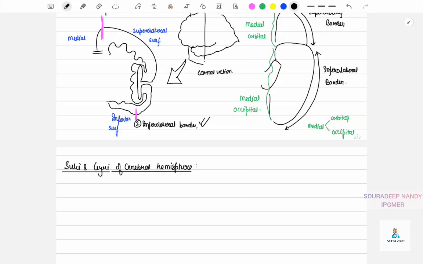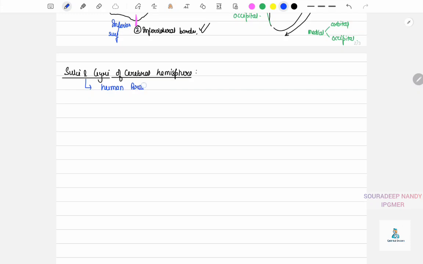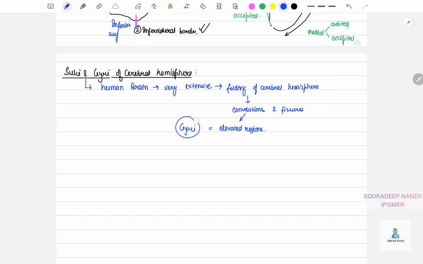So these convolutions, which are formed due to the folding of the cerebral hemisphere, are termed gyri, and the fissures in between these convolutions are called sulci. The human brain is very extensive, which leads to folding of the cerebral hemisphere to accommodate it inside the rigid cranial cavity, leading to formation of convolutions, and between the convolutions there is formation of fissures, that is gaps. These convolutions, or elevated regions, are called gyri, and the fissures or gaps are called depressed regions, or the sulci.